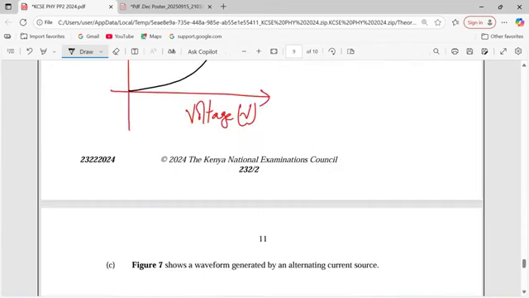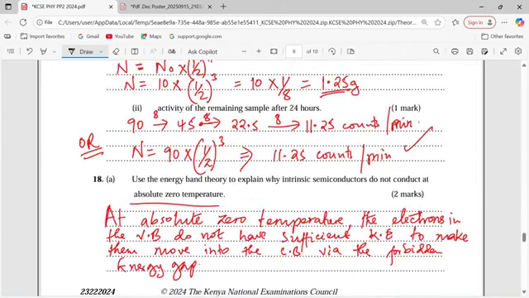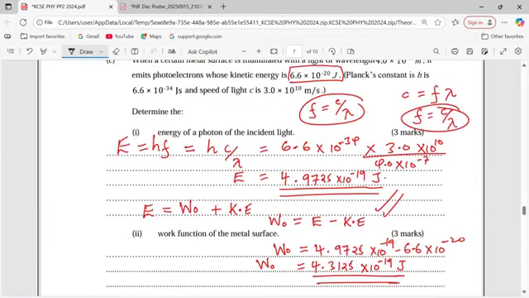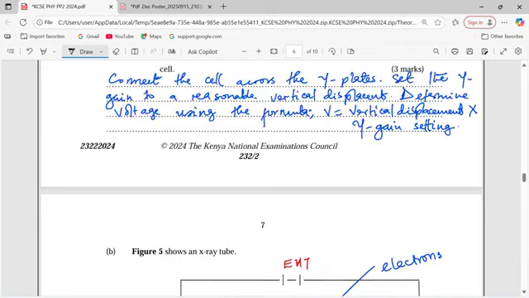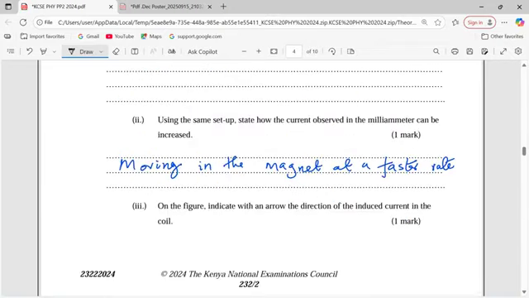So that is section B of the Paper 2 Physics 2024 examination. A very good paper.